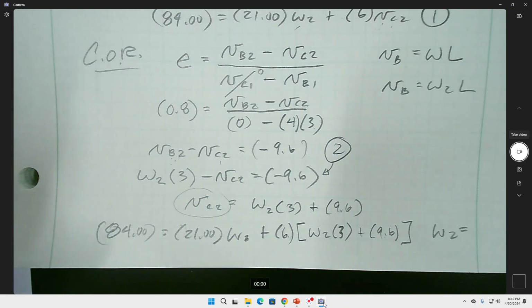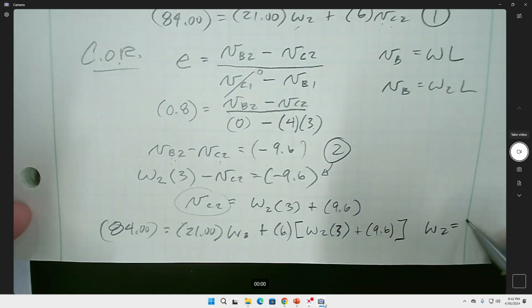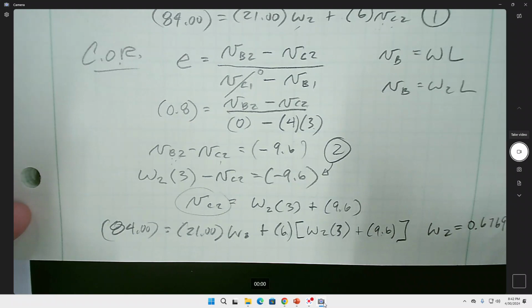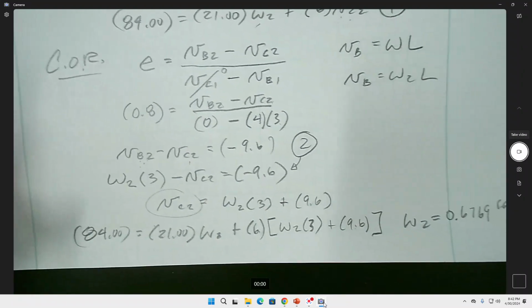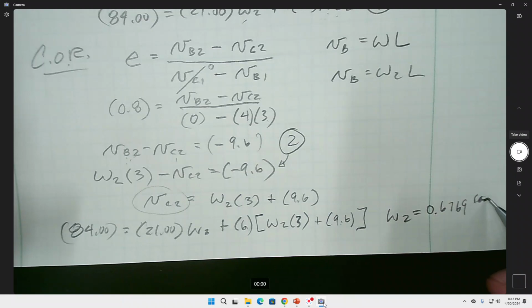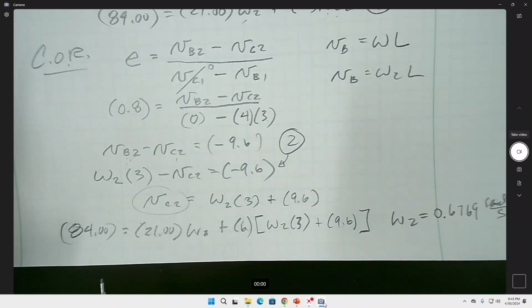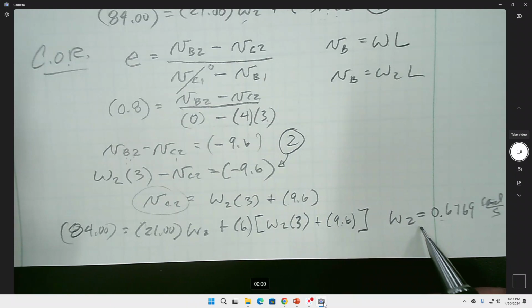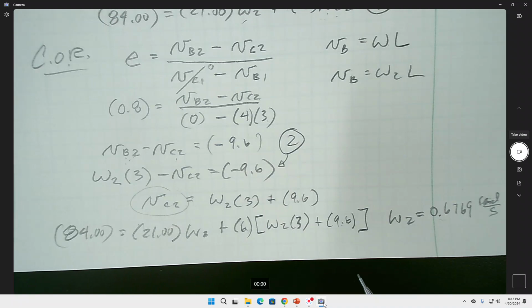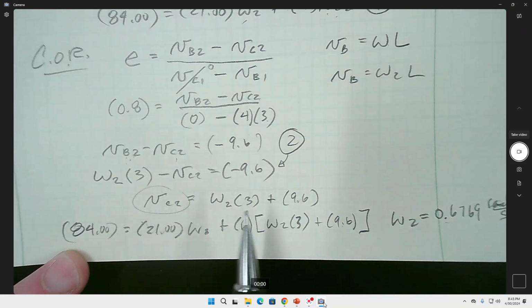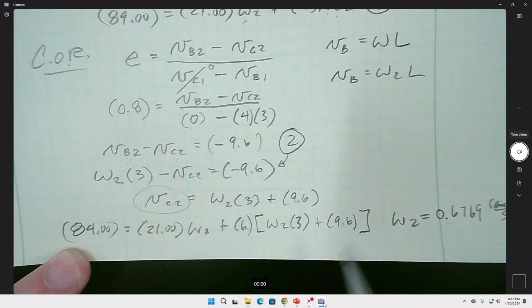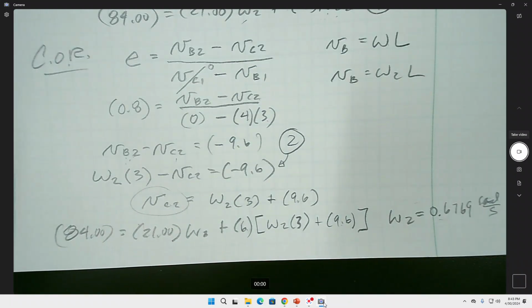And divide. So my omega 2, if I did it right, was 0.6769 radians per second. And it's positive. So if I did it correctly, maybe I did, I got the answer right here. Yep, 0.677 is what Alicia has for that. And then I could go back and plug it back into this one. So I'm going to multiply that by 3 and add it to 9.6.